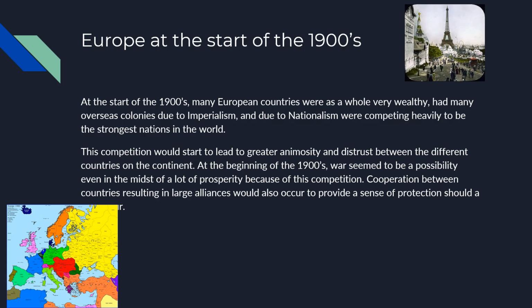It's going to lead to greater animosity and distrust between these different countries on the continent. And so at the beginning of the 1900s, war is starting to seem like a stronger and stronger possibility, even in the midst of all of this success that you wouldn't think would lead to war in the first place. And so cooperation between these different countries is going to result in large alliances that, in addition to some of the other things that we talk about today, are going to provide a sense of protection should these wars end up occurring.